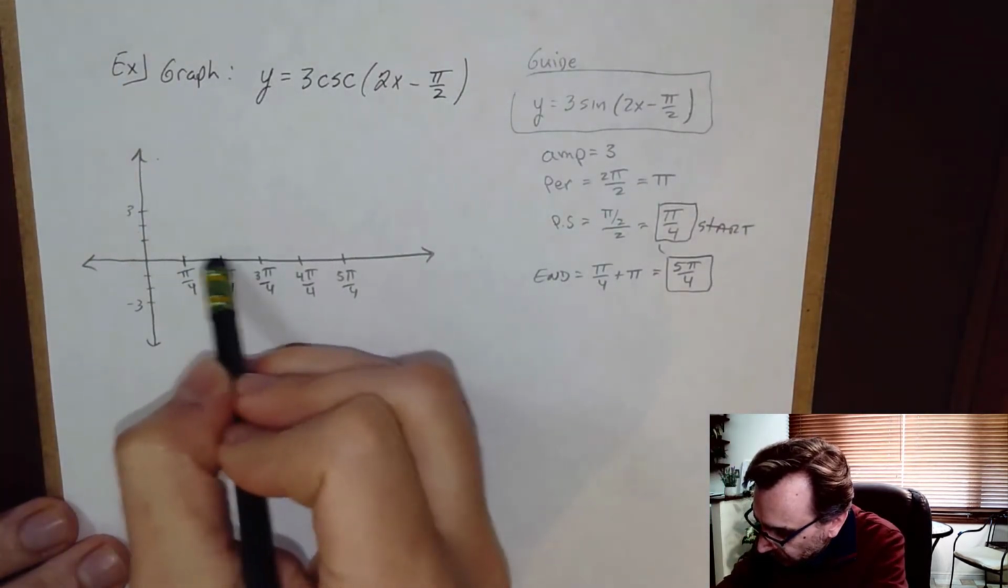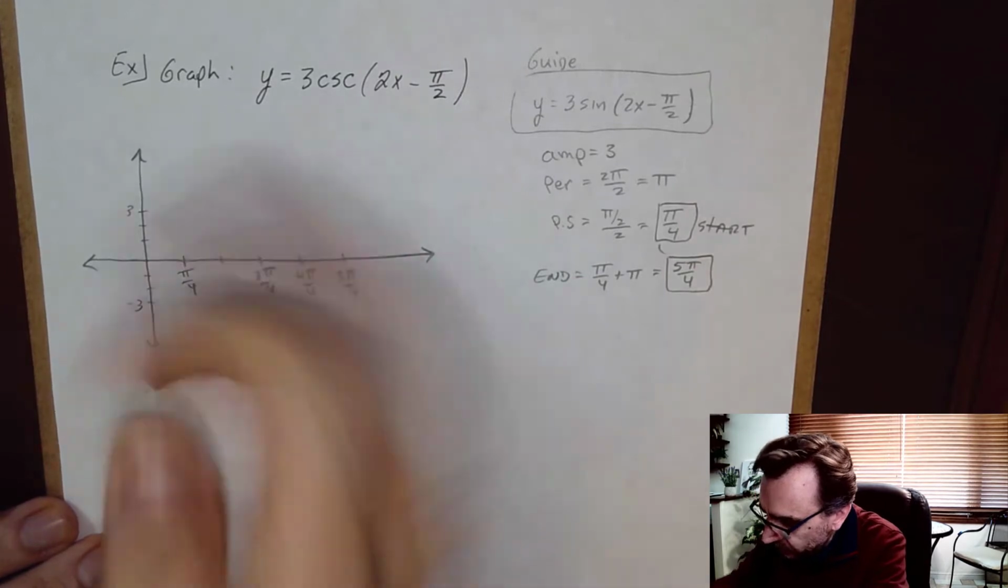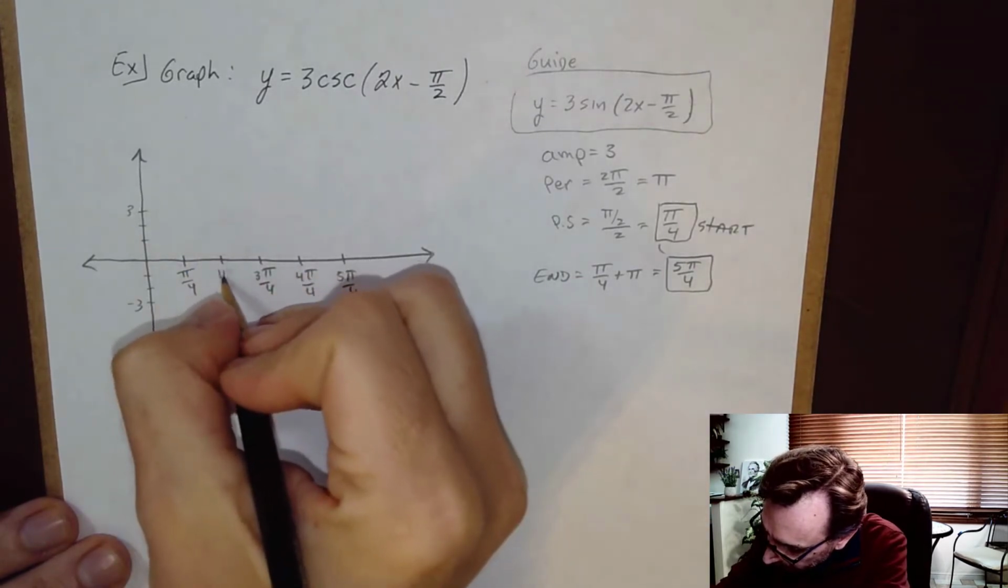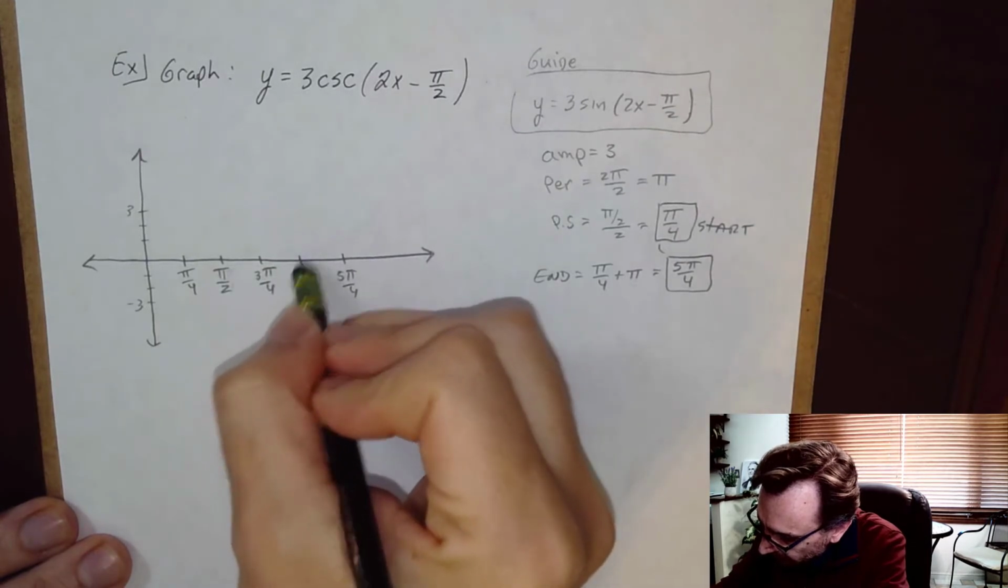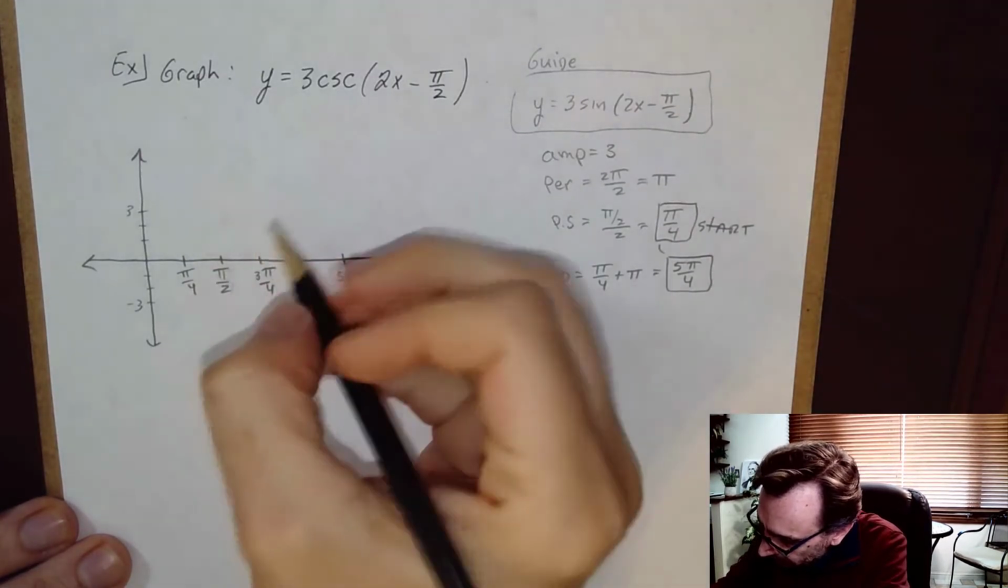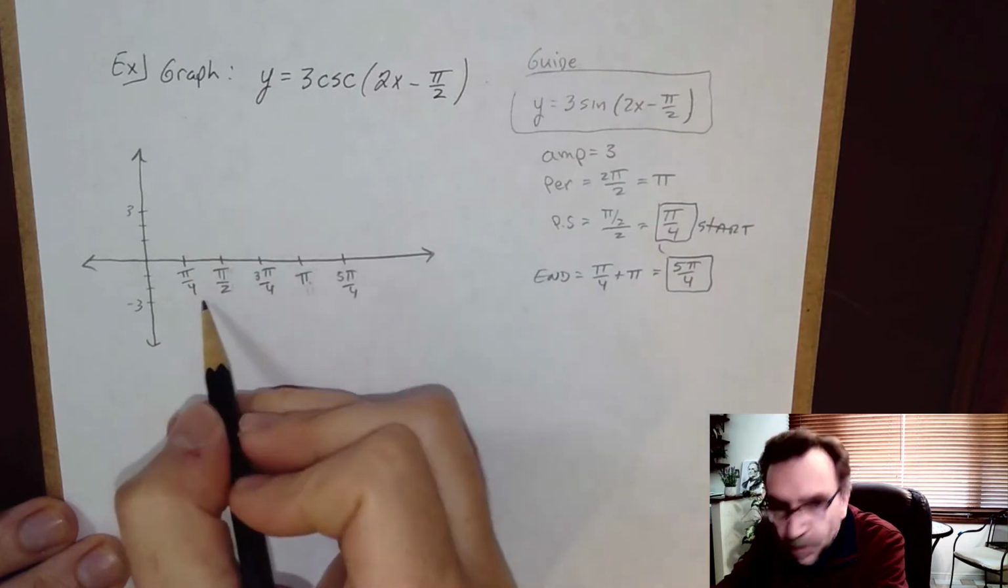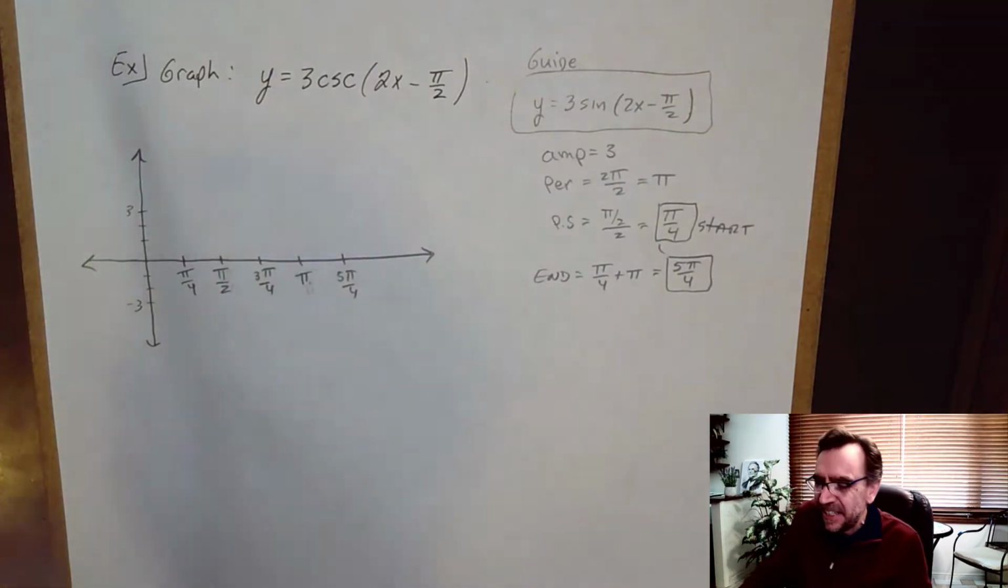Before I continue, let me go ahead and reduce. 2 pi over 4 is the same as pi over 2. And 4 pi over 4 right there is the same as pi. All right, so I reduced and I have a beautiful radian scale there. Nice and easy, counted it out.